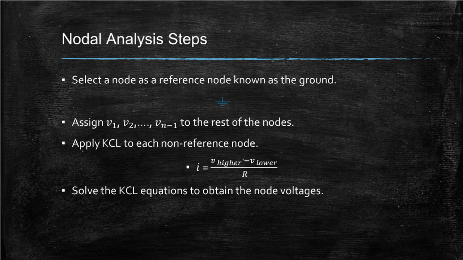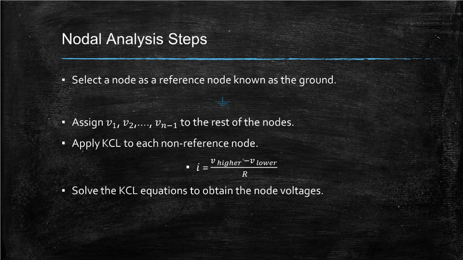Step 3. Apply Kirchhoff's current law to all the other non-reference nodes to get equations. Using Kirchhoff's law, we know that we will obtain the currents approaching and leaving a node. For a resistor, current flows from a higher potential to a lower potential. The higher potential being the node before the resistor and the lower potential being the node after the resistor. The formula as shown is used in nodal analysis to obtain the current of a resistor.